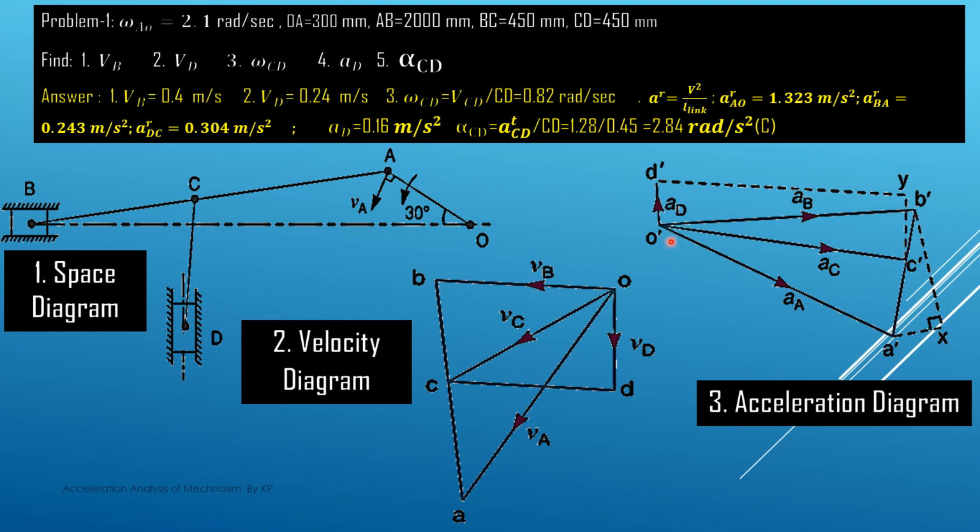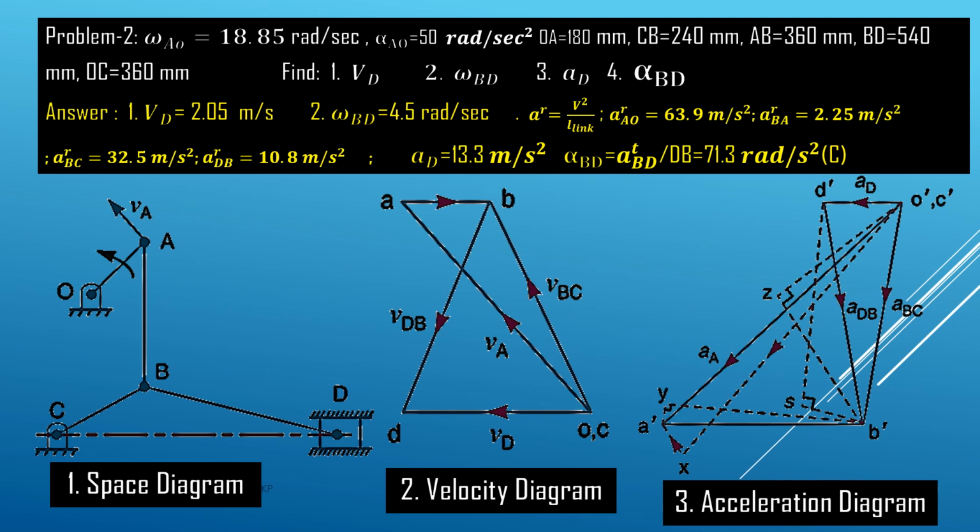Now for the angular acceleration of the CD link: we know that the tangential acceleration of the CD link, ATCD, is nothing but alpha CD multiplied by the length of CD. So alpha CD is the tangential component of acceleration divided by the length of the CD link. Once we complete the acceleration diagram, the D dash Y vector we have measured gives the value of the tangential acceleration. We put in that value, 1.28, and the length of the CD link, 0.45, because the CD length is given as 450 mm, which is 0.45 meter. Dividing, we get the final value. So velocity and omega we get from the velocity diagram, and acceleration and angular acceleration we get from the acceleration diagram.